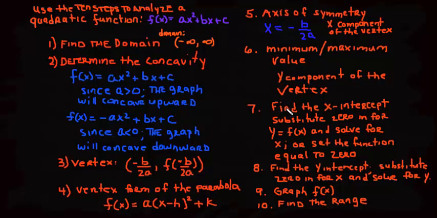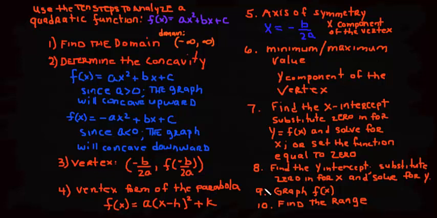Number 7, we want to find the x-intercept, so we substitute 0 in for y equals f of x, because y is the same as f of x. And we solve for x, or we just simply set the function equal to 0. And then, of course, solve for x. Number 8, we want to find the y-intercept by substituting 0 in for x, and then solve for y.